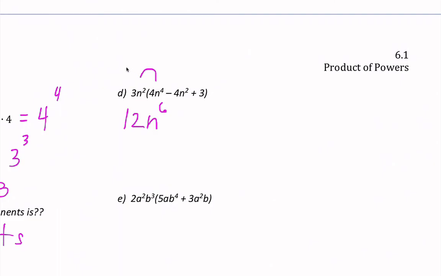Alright, so now let's make our second loop. So now I need to take 3n squared and multiply it by negative 4n squared. So I start with my coefficients, my regular numbers, and I'm going to just normally multiply. 3 times a negative 4 is a negative 12.